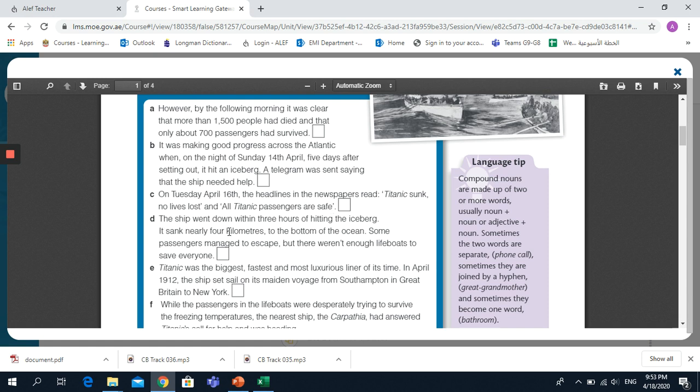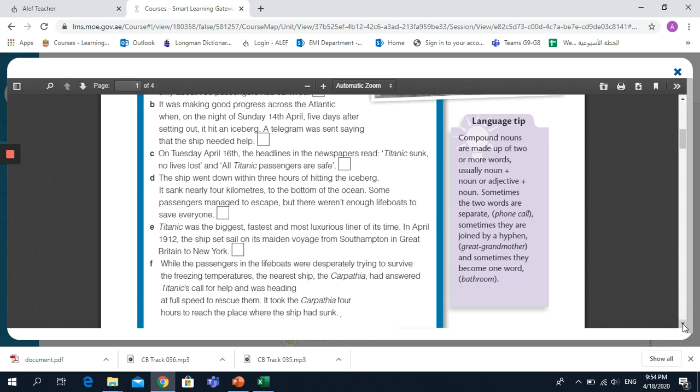Paragraph D: the ship went down within 3 hours of hitting the iceberg. It sank nearly 4 kilometers to the bottom of the ocean. Some passengers managed to escape, but there weren't enough lifeboats to save everyone. A lifeboat is a boat that passengers usually find on the ship to use in case of an emergency. But the problem with the Titanic passengers was that there weren't enough lifeboats for everyone to save himself.